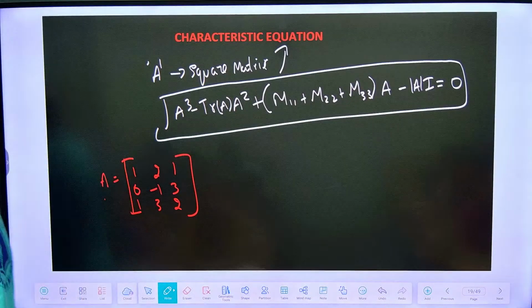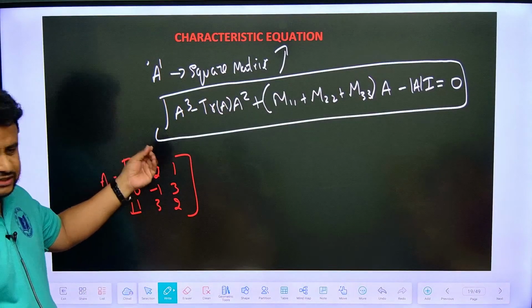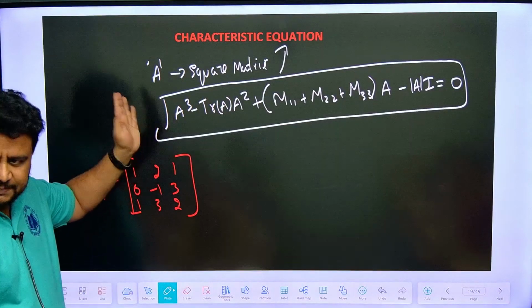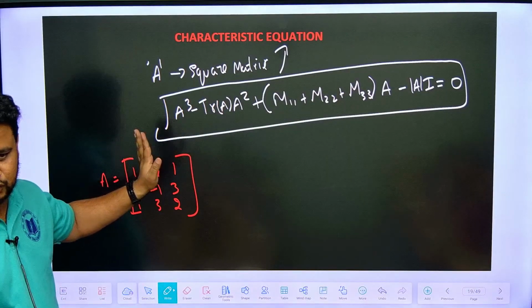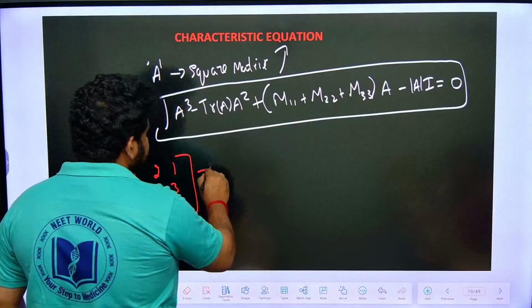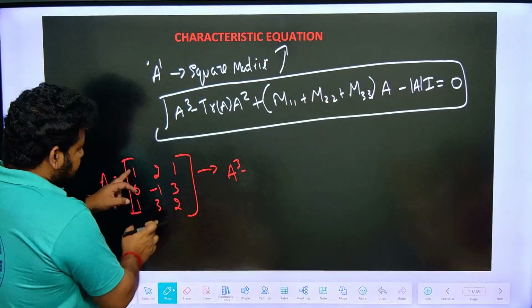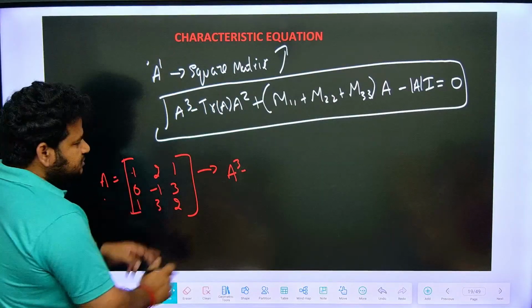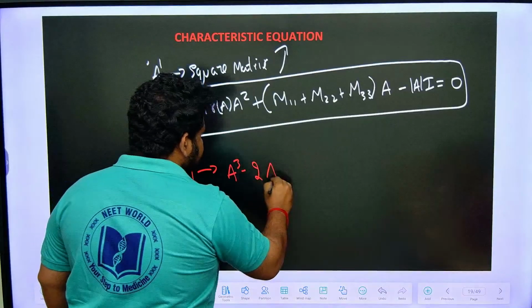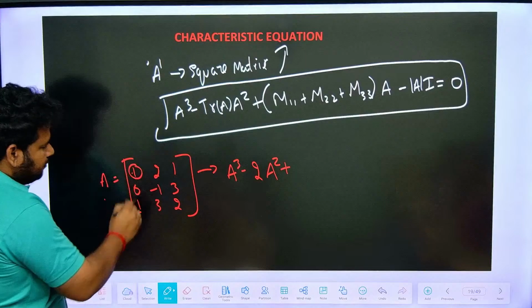Now observe carefully. We have to find the characteristic equation. Just put the values. Keep A cube only; you don't have to do A into A multiplication 3 times. Don't do that, keep it as it is. So the characteristic equation will become A cube minus trace of A. Trace of this is 1 plus minus 1, 0, so trace of A is 2. 2 times A square, keep it as it is, plus the minor M11 is this one. What is this?